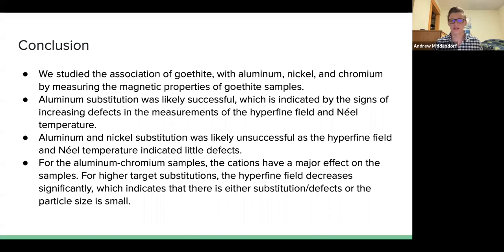Aluminum substitution was likely to have been successful, as this was indicated by the increasing amount of defects that were shown as we increased the amount of target substitution that we were going for. Aluminum and nickel substitution, however, was less likely to have occurred, as the hyperfine field values and Néel temperatures indicated very little defects as we increased the target molar percent dopage. And then the aluminum and chromium samples seem to have been successfully doped, as they had a major effect on the amount of defects that we saw in the samples as we increased the amount of target substitution.